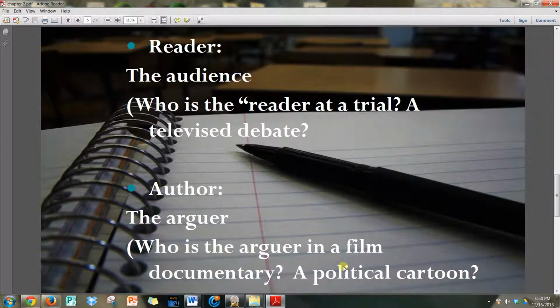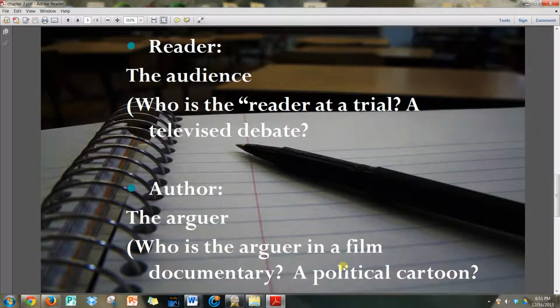Then there's the reader. That's the R. That is the audience. If it is a trial that's going on, the reader is maybe the jury or the people that are sitting there also in the audience. At a televised debate of 2 political candidates, the reader is the audience that is viewing that television debate.